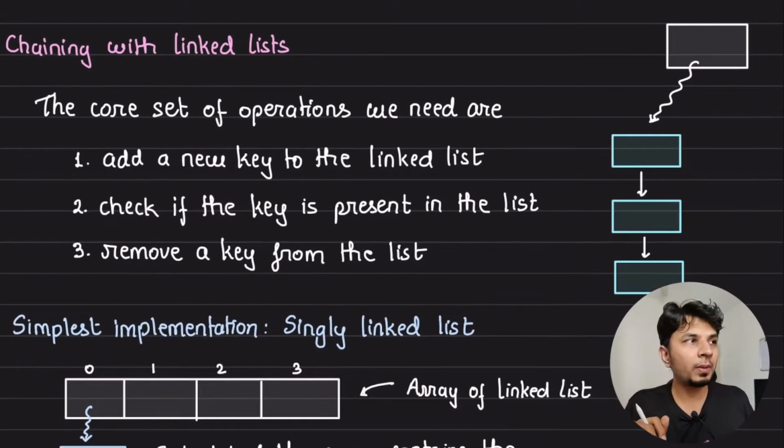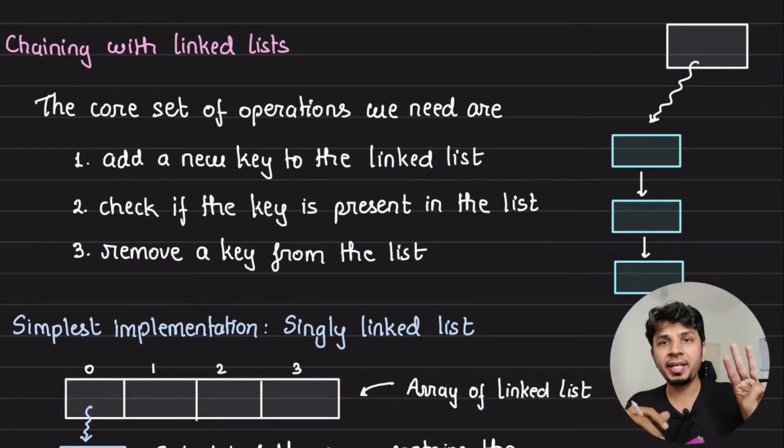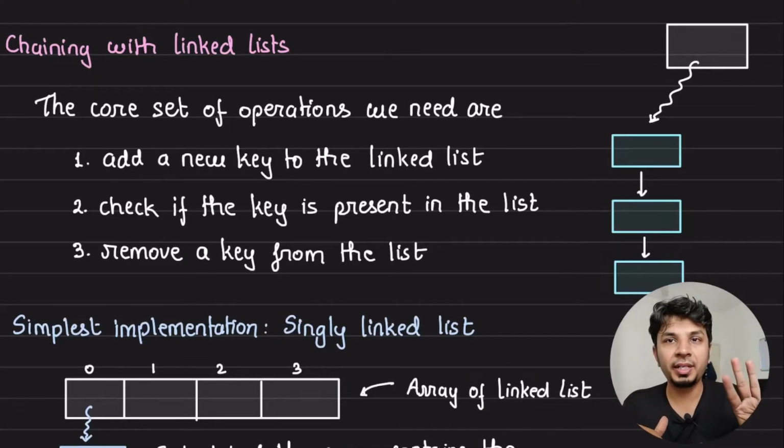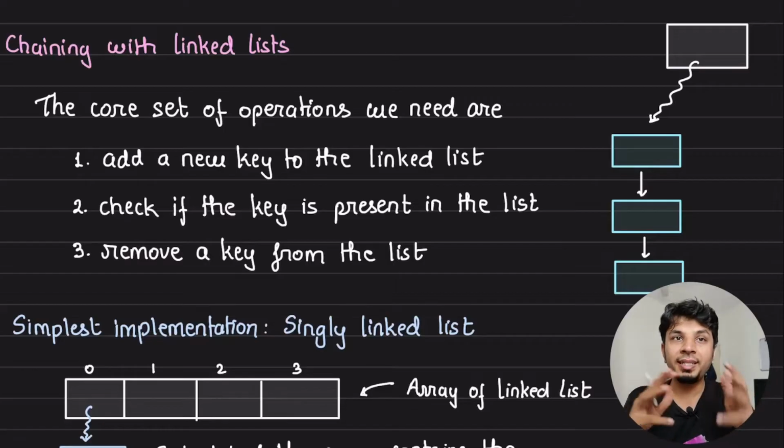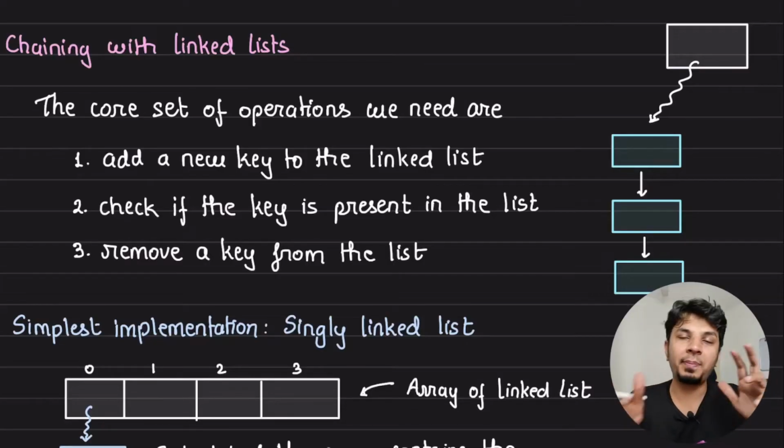When we want to chain and we are using a linked list for it, there are three very important operations that we would need to support. First, adding a new key to this linked list. Second, check if the key is present in the linked list. And third, remove a key from the linked list. Because these are the three exact operations that happen on the hash table.